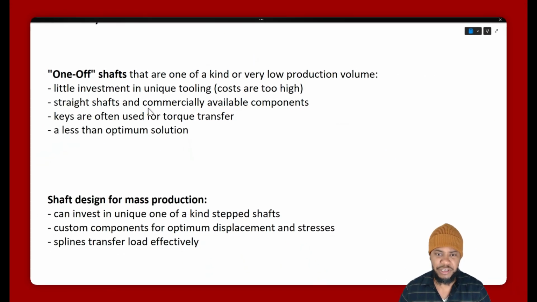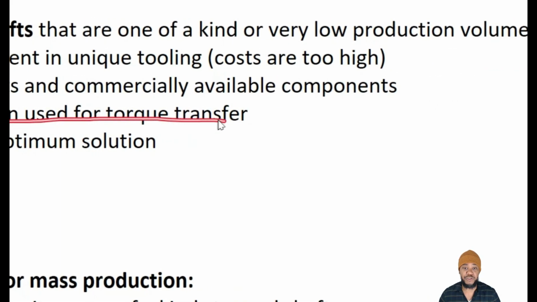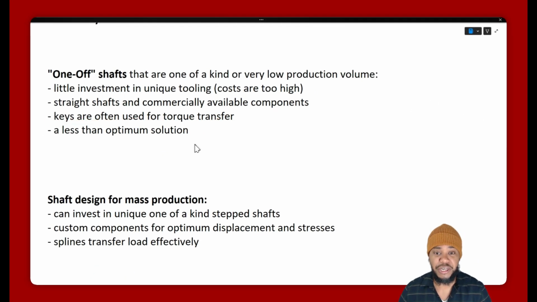Instead, the shafts are made of commercially available components. We use standard links, bearings, and gears. We go to handbooks for shaft sizes and use standard sizes. And keys are often used for the transmission of torque from one shaft to another.